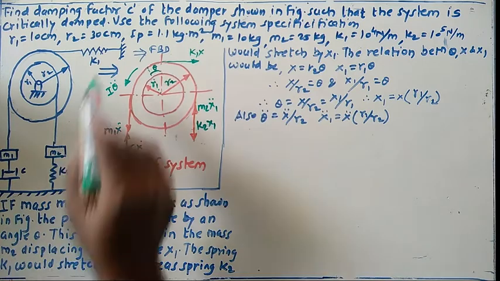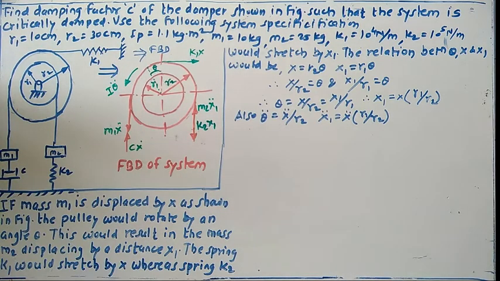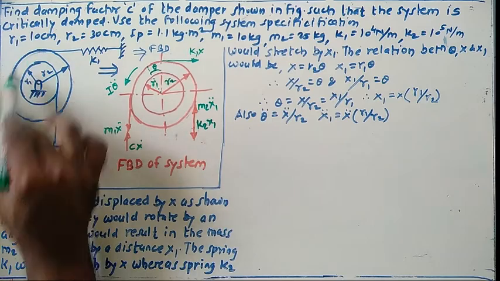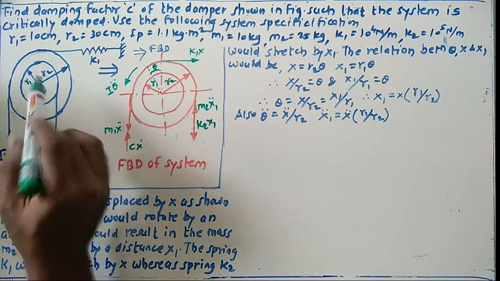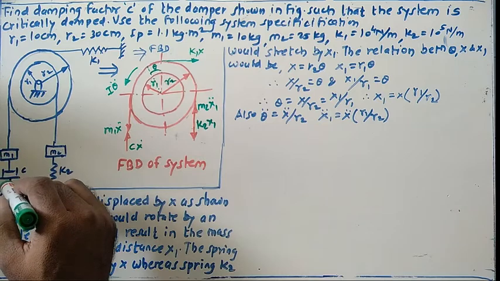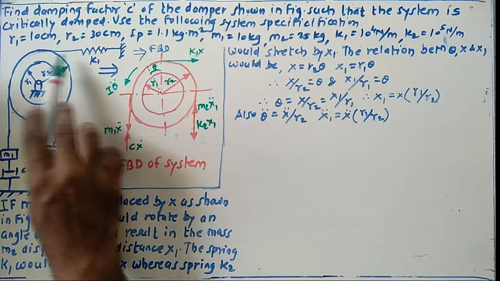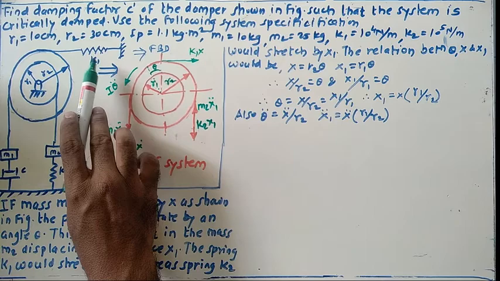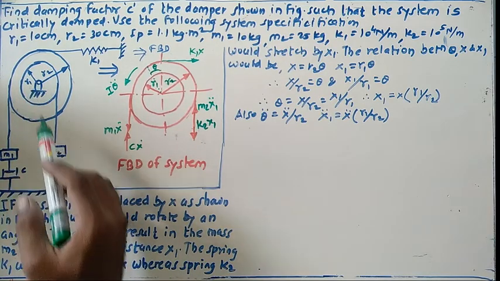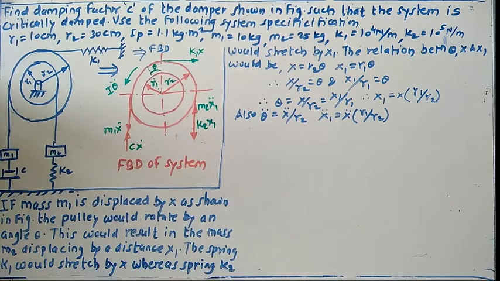So in this way the system is given. Let us imagine that one pulley is given. Towards one side of the pulley, the mass and damper system is attached, and at the other end the spring is attached. On the inner step of that pulley, one more mass along with a spring is attached.